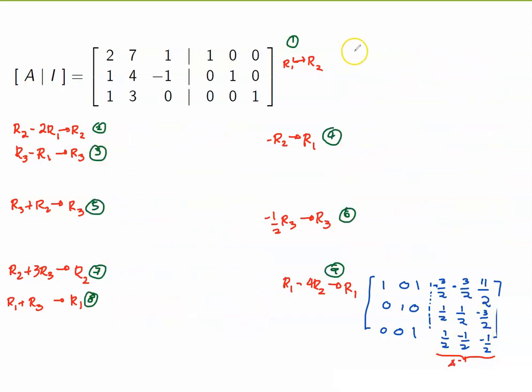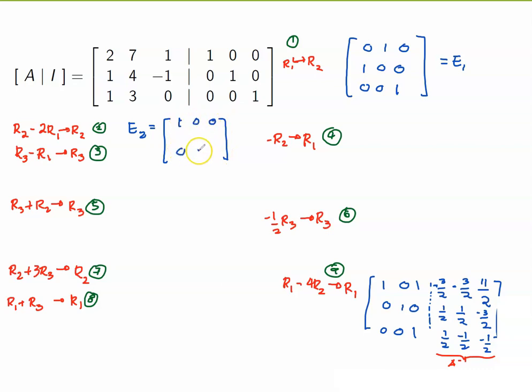Write the elementary matrices corresponding to these row operations here. Row 1 and row 2 swapped will be 0, 1, 0, 1, 0, 0, 0, 0, 1. Let's call this E1. And then here, E2 is, we replaced R2 by R2 minus 2 R1. Perform that on the identity matrix. So that's negative 2, 1, 0.